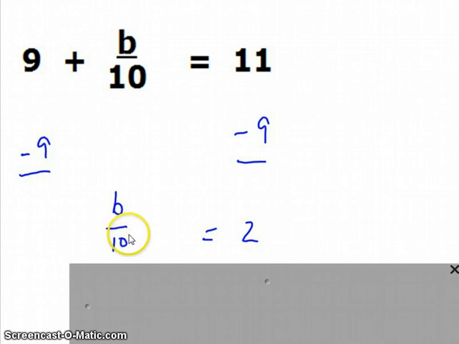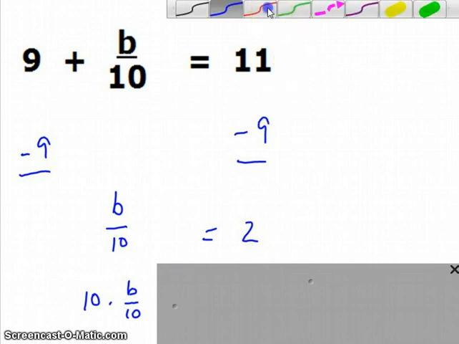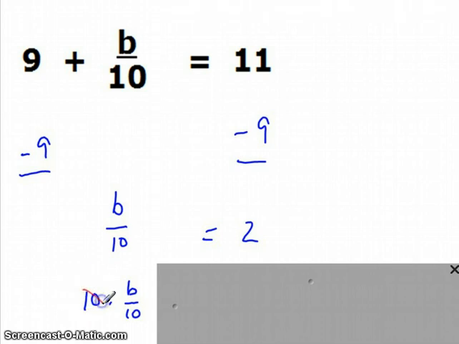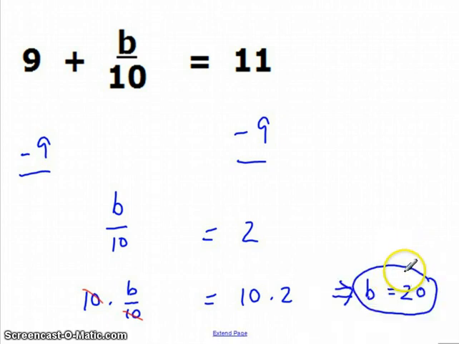Okay, now to undo dividing, I multiply. So I've got to multiply both sides by 10. Well, 10 times b over 10, let's just show you this. Remember, I really like to cancel. Those will cancel, and I'm just left with b on the left side. I get 10 times 2 on the right, and I end up with the answer b is equal to 10 times 2, or b equals 20.